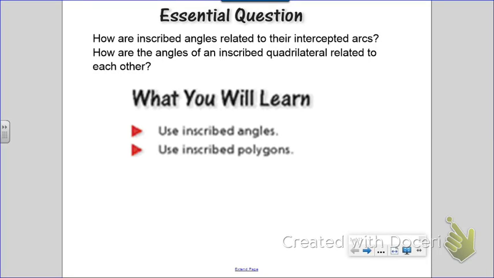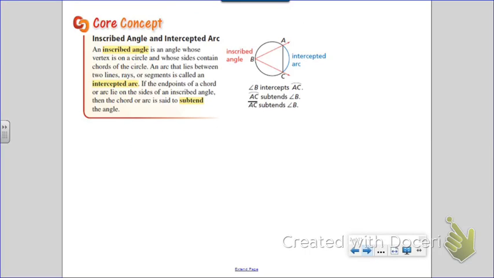Today's lesson is on inscribed angles and using them in inscribed polygons. An inscribed angle is an angle whose vertex is on the circle and sides are chords of the circle. An inscribed angle can extend beyond the circle as a ray, as a line, or it can be in the circle as a chord. The intercepted arc is the portion of the circle between the two lines, rays, or segments.